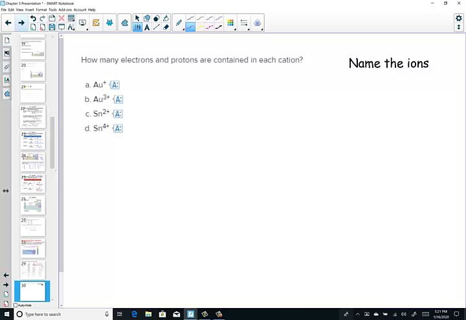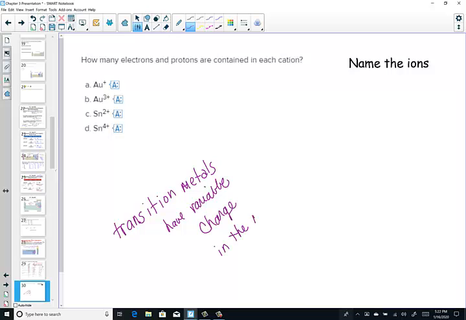So I'm going to just do a series of practices to get us thinking about these shorties in the middle, these elements that transition or have a variable charge. And these are metals, so they'll always be positive. So I'm going to tell you that in the name, place the Roman numeral.